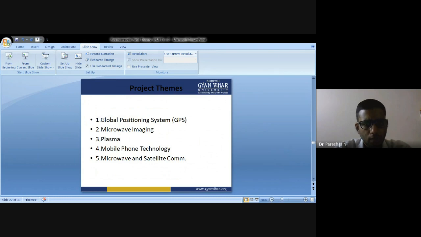After learning this basic theory of EM waves or the electromagnetic field spectrum, you will be able to design some projects on microwave, mobile phone technologies, plasma technology, microwave imaging, and global positioning systems. So these are the related fields in EM fields or electromagnetic field theory.